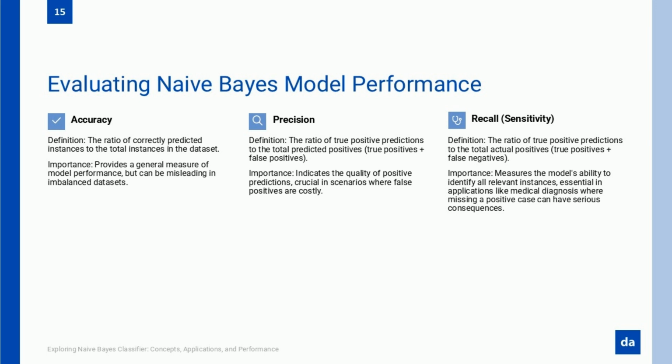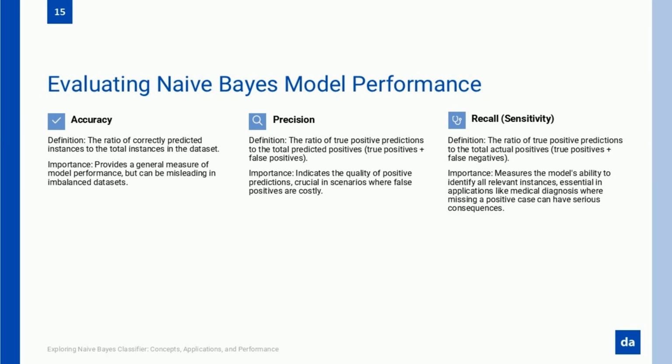To get a clearer picture, we use precision. Precision is the ratio of correctly predicted positive cases to all predicted positives. In other words, it tells us how many of the emails classified as spam were actually spam. This metric is crucial in scenarios where false positives are costly, like in medical diagnosis, where predicting a disease when it isn't present could lead to unnecessary treatment.